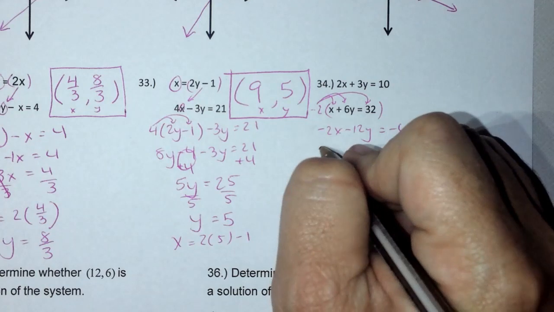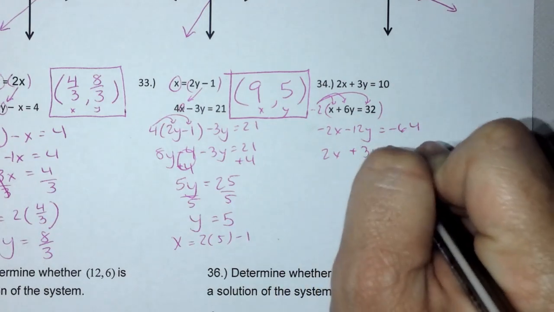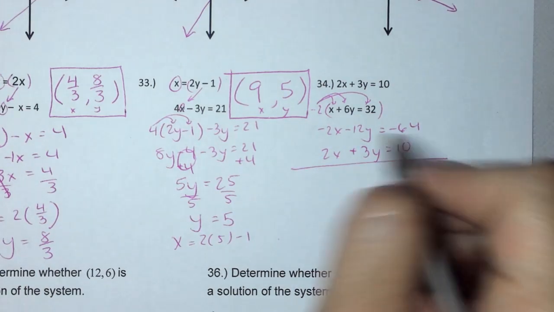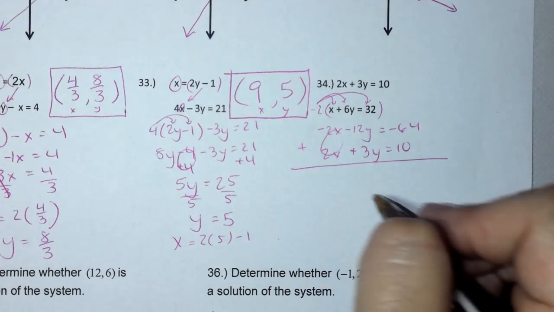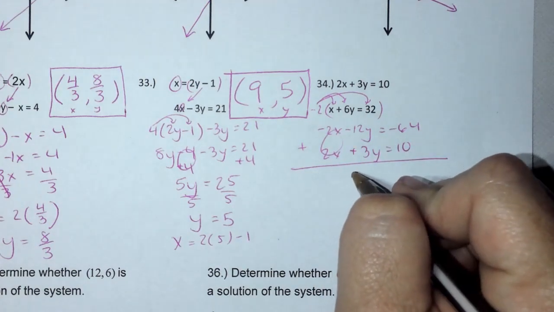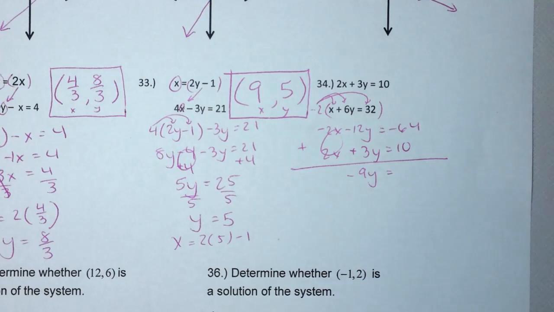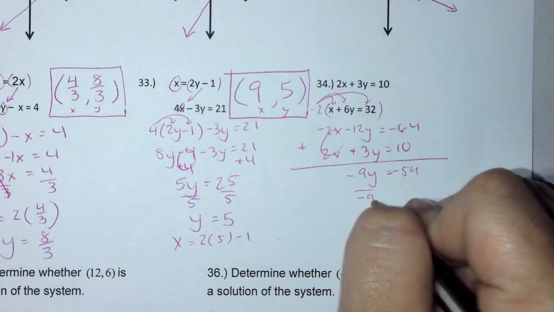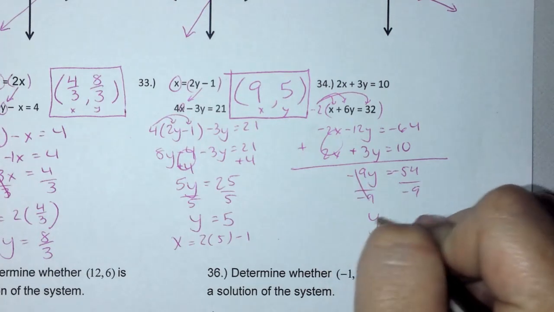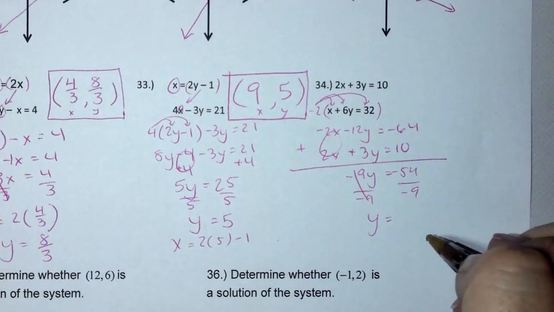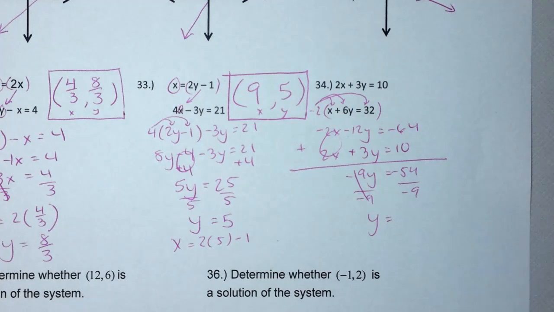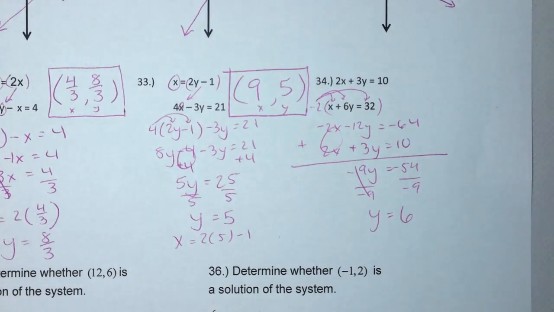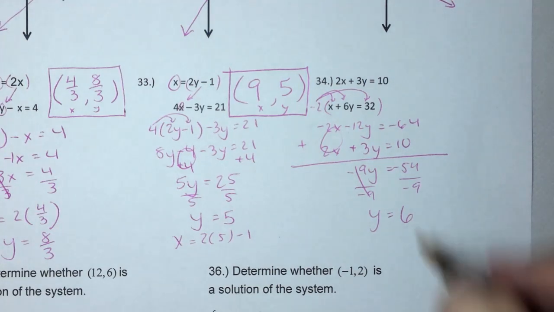Bring down that other equation. So 2x plus 3y equals 10. And do big addition. Well, that eliminates the x's, and I get negative 9y equals negative 54. Divide by negative 9, divide by negative 9. Well, 2 negatives make a positive, and 54 divided by 9 is 6. I second guess myself again. So there's half my answer.